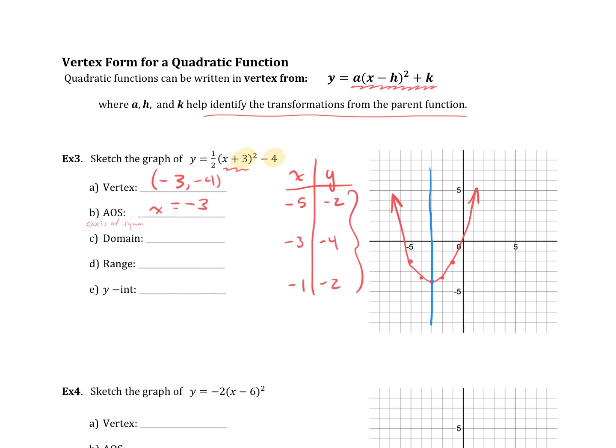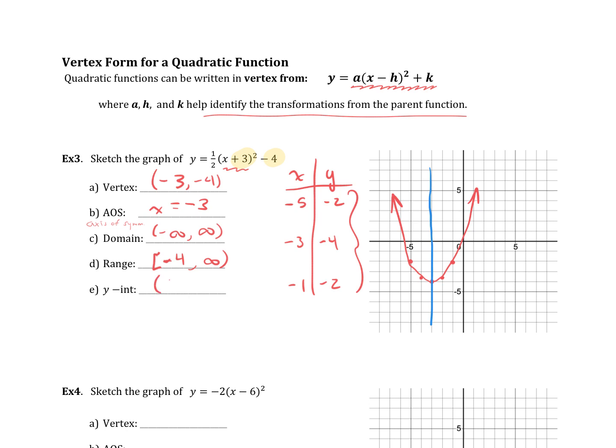Domain, again, is always going to be all real numbers, so who cares? Why do I have to figure this out every time? And range is a little bit interesting. Range is everything greater than, I guess, negative 4. Negative 4 to infinity.